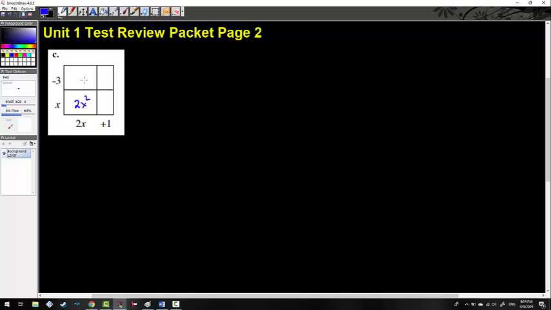To get this piece here, I'd take the 2x and the negative 3 and multiply them, and I would get negative 6x. Again, I'm just finding the area of each piece. To get the area of this section would be base times height, just like the area of a rectangle. 1 times x would get me x. And likewise here, negative 3 times 1 would be negative 3.